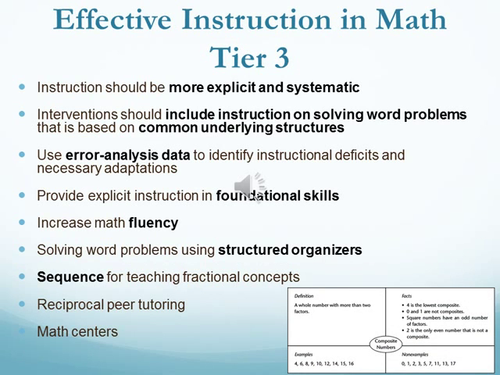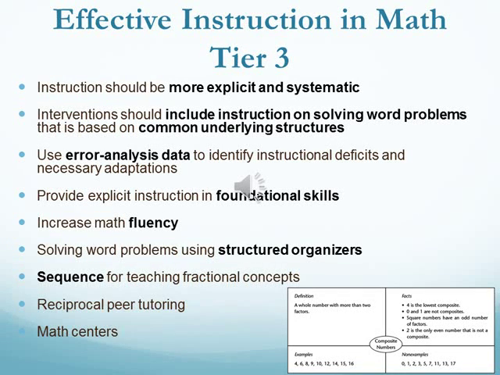Main components of effective instruction in math at the Tier 3 level are: instruction should be more explicit and systematic, with a focus on foundational skills that may be missing. Instruction should provide models of proficient problem solving, verbalization of thought processes, guided practice, corrective feedback, and frequent cumulative review.